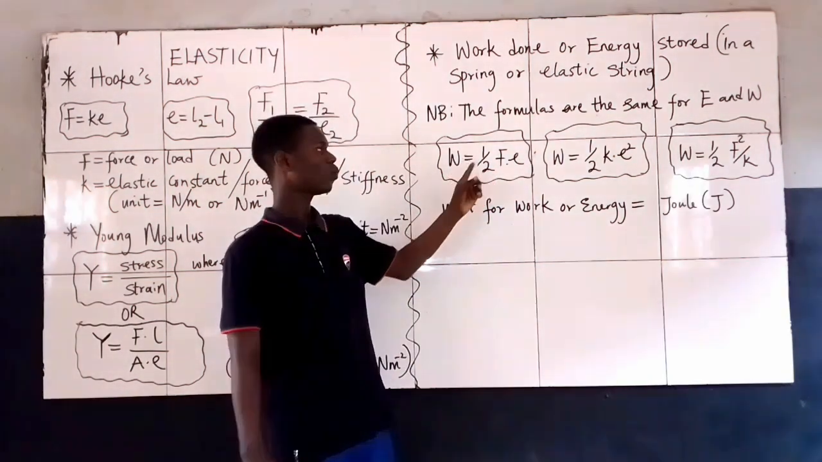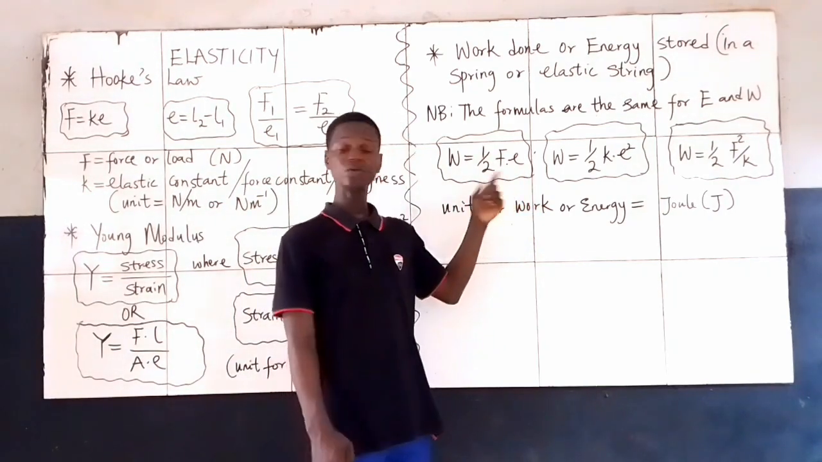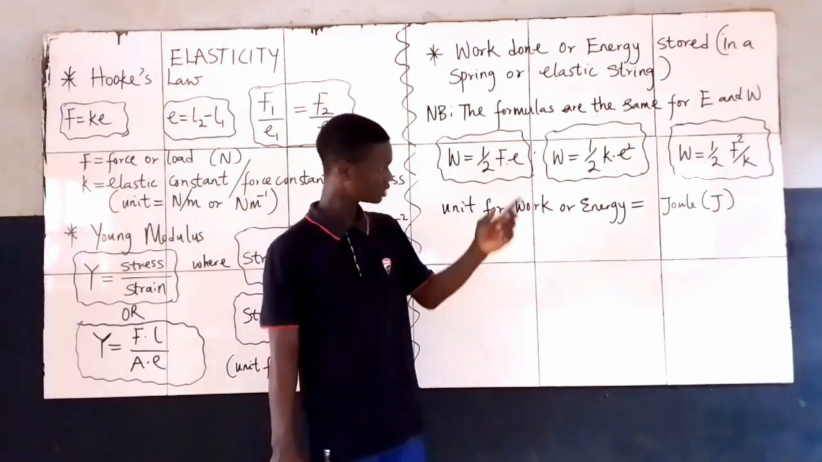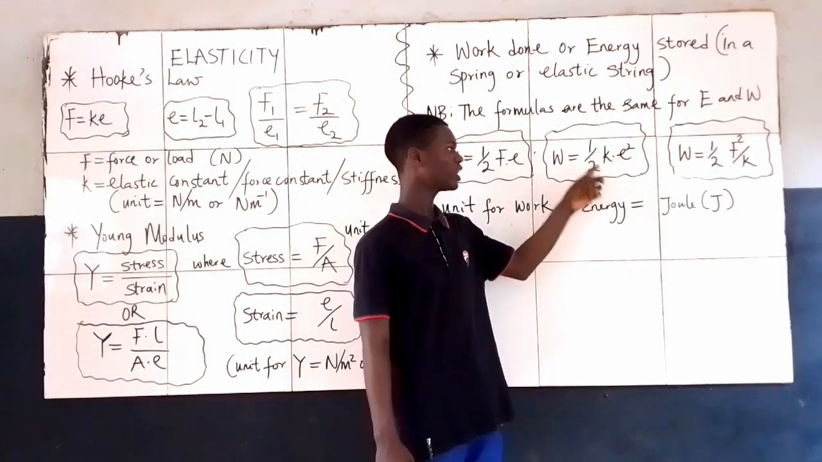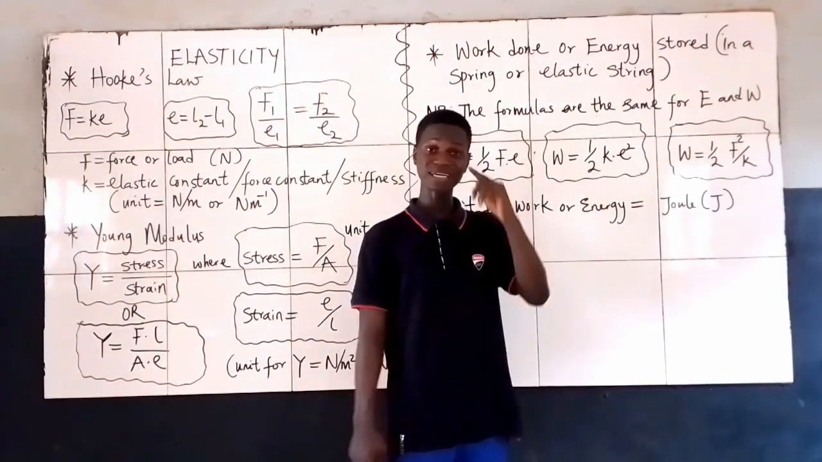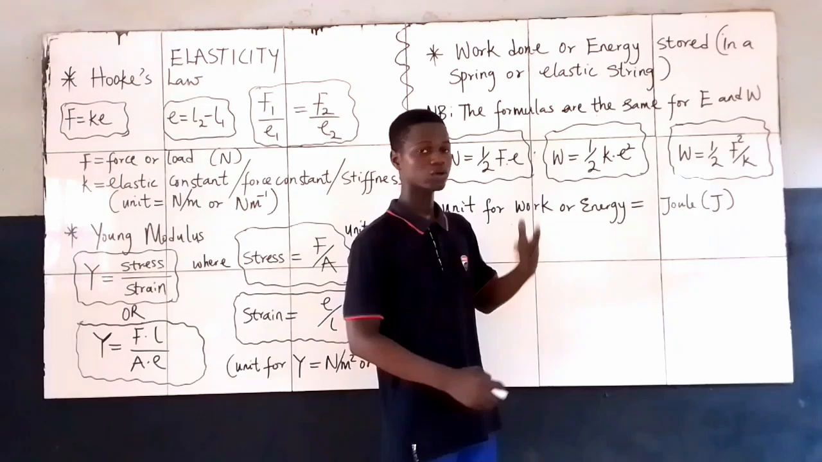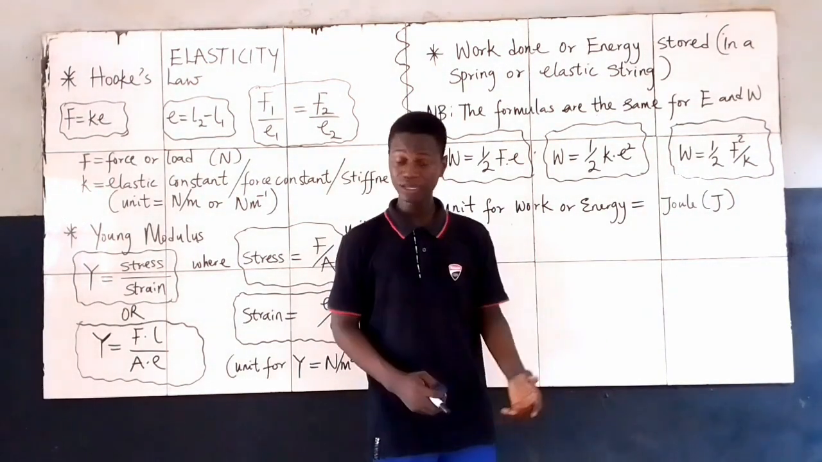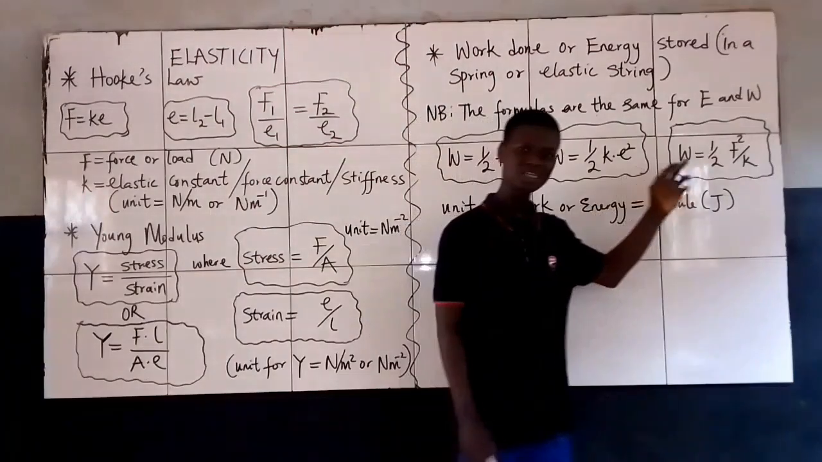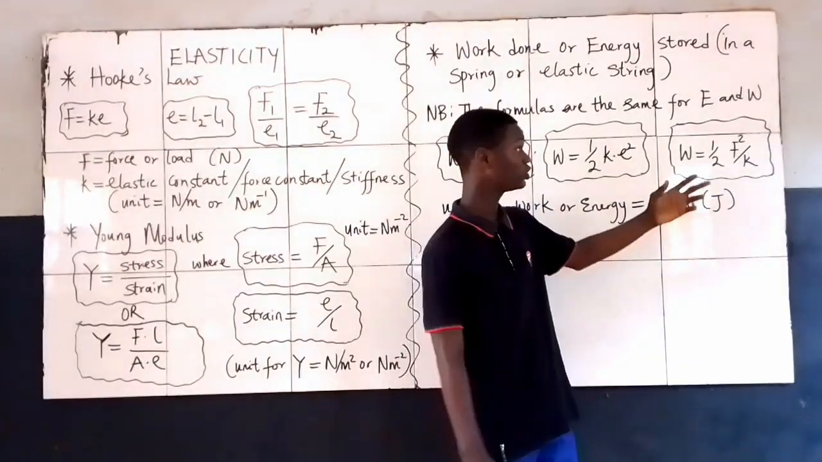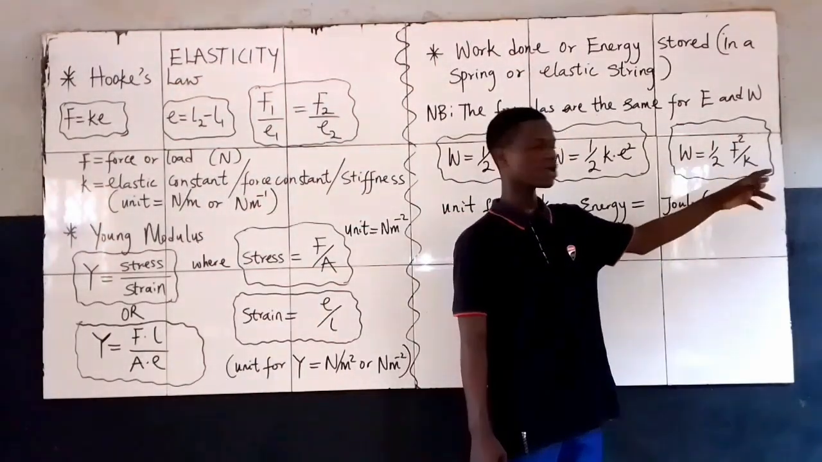It's either you are using 1 over 2 Fe, where we all know that F is load, also called force, and E is what? Extension. Or we are using half Ke squared, where we all know that K is what? The elastic constant, or the force constant, or the what? Stiffness. And E is also what? The extension. Or we are using the last formula for work or energy, which is what? Half F squared over K.